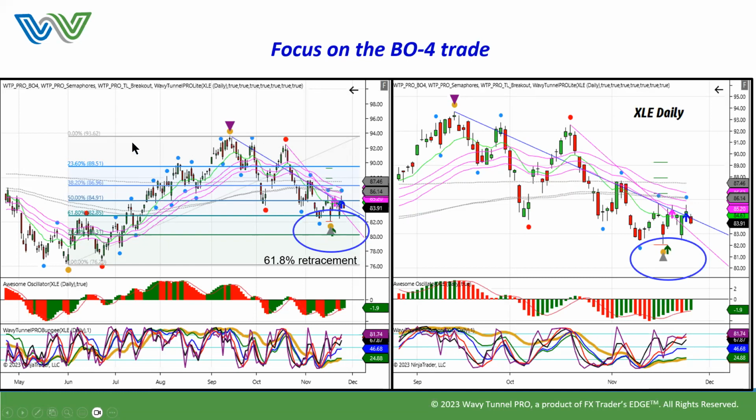This is also NinjaTrader, by the way. So I'm excited to say that we have our tools on NinjaTrader. This is new and they look pretty nice. So I wanted to show you the NinjaTrader tools. Okay, let's look at another example.